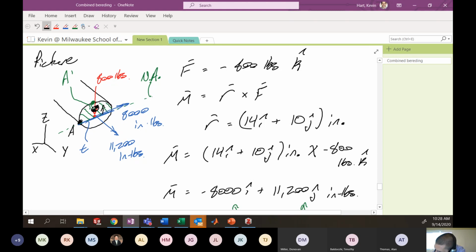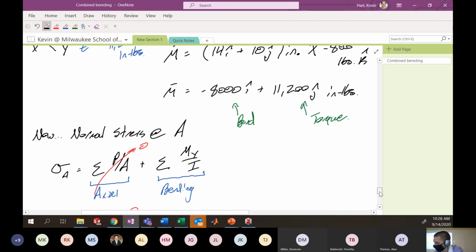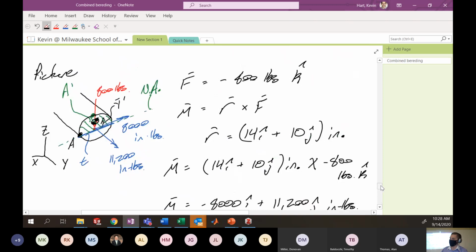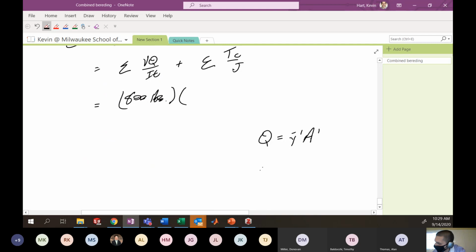So here's your y bar prime, that length there. That length is well known for a half circular area. The distance from point A vertically to the centroid of the half area is known. So our variable Q, which is y bar prime A prime, in equation form has a centroidal location of 4r over 3 pi, which I'll look up in any table, multiplied by the area of this half circle, which is pi r squared over 2.